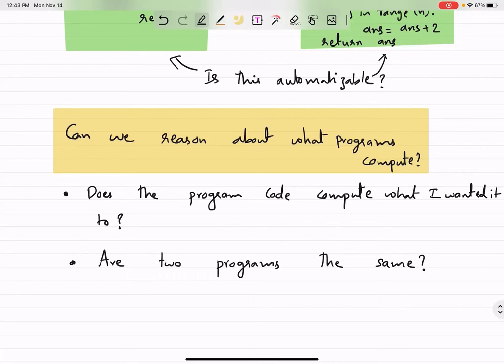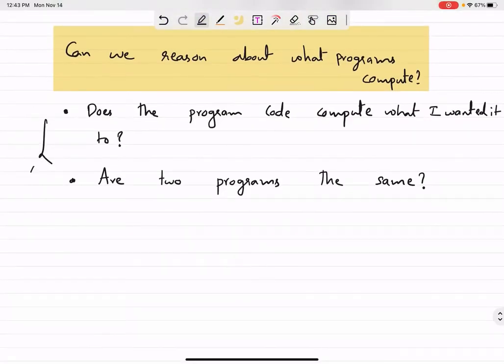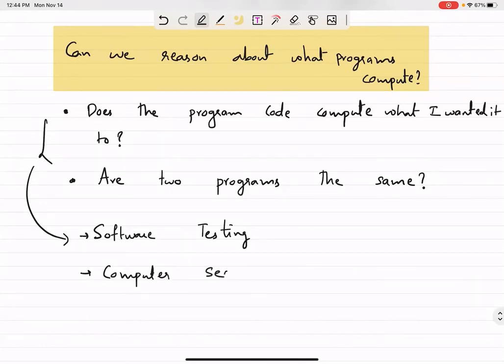And if you can do this, then the applications would be amazing. You can really get rid of software testing. It would also be very useful in computer security. Sometimes you get a program which claims to be doing something, but then there's some hidden code in there which is not doing what you wanted it to. But if you can check if the programs are equal, maybe you can just detect any such bugs or malicious code.